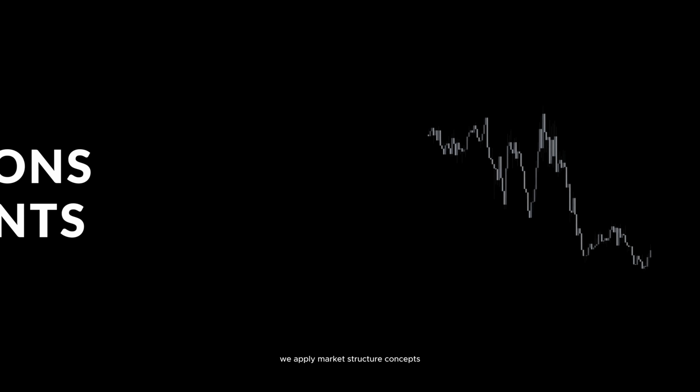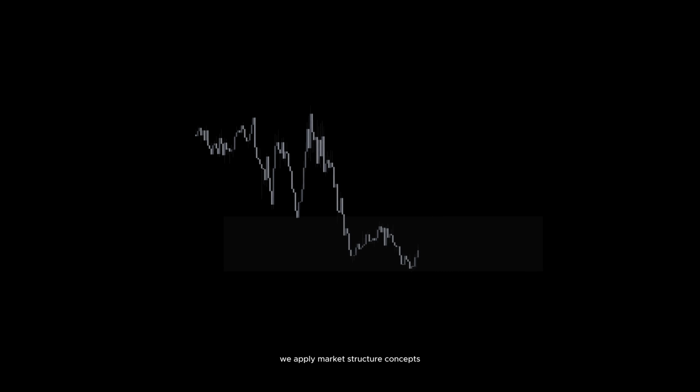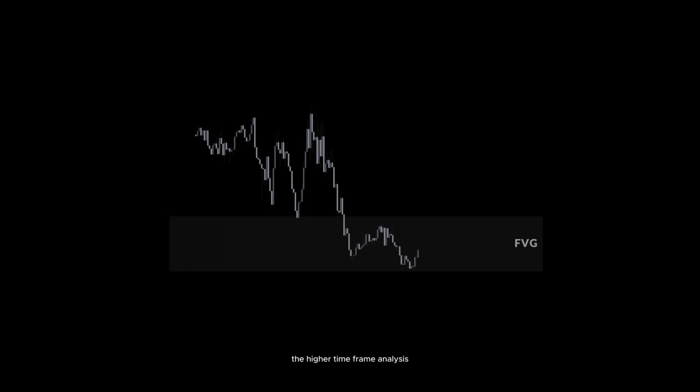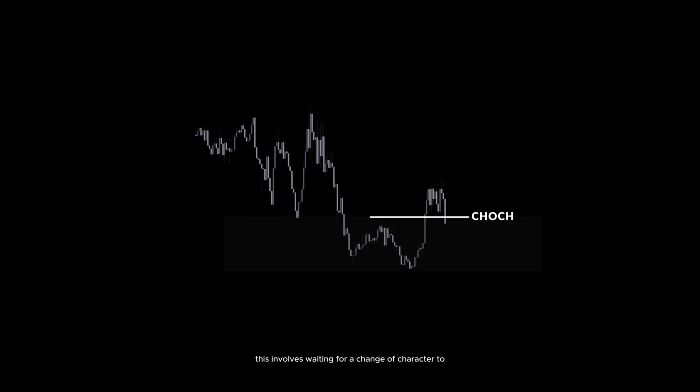In this stage, we apply market structure concepts, patiently waiting for entry signals that align with the higher time frame analysis. After the fair value gaps area has been addressed, we actively seek reversal signals to validate the entry. This involves waiting for a change of character to confirm that the short-term trend has concluded, signaling the market's potential to continue in line with the dominant higher time frame direction. If there's no change of character, we abstain from making any trades.